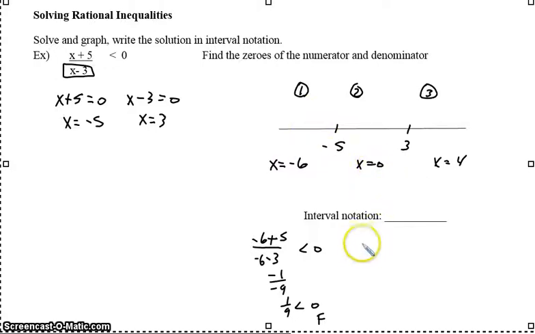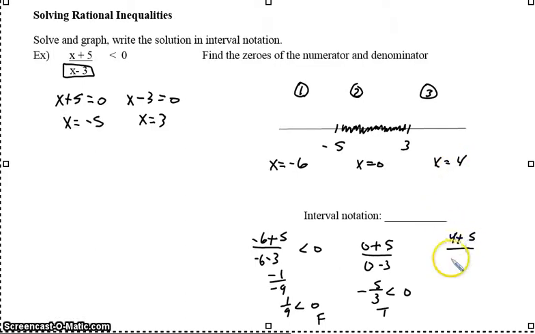Let's try the test zone with 0 there. 0 plus 5 over 0 minus 3. I get -5/3. And I know that that is less than 0, so that's true. So I'm going to shade the middle area. And then finally with test zone 3, if I use x equals 4, 4 plus 5 over 4 minus 3, that's 9 over 1. I know 9 is not less than 0, that's false, so I don't shade that.